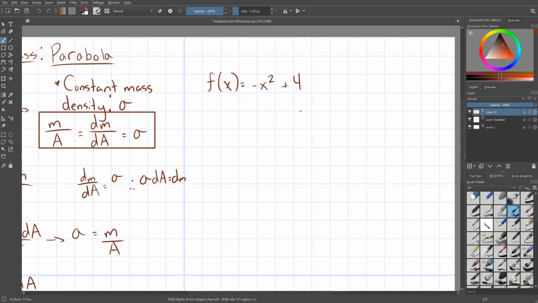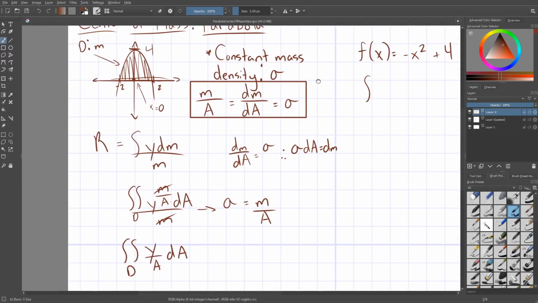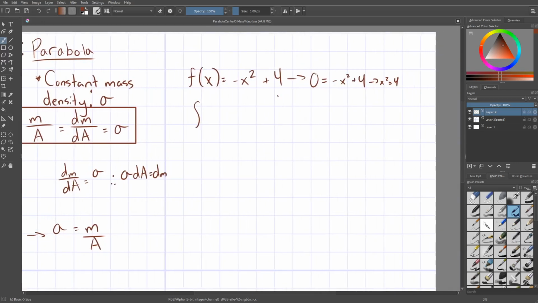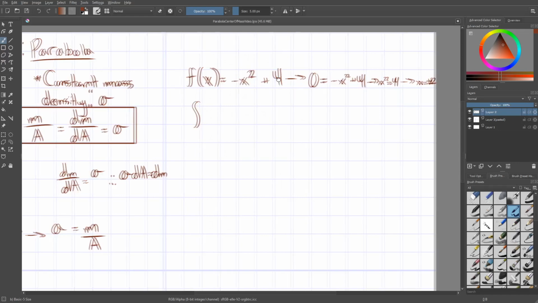Now, in order to find the area of this shape, we take the integral from our two bounds, our two x bounds, right? Which I'm going to show in a moment are 2 and negative 2. You can very easily do this by setting y to 0 so that you're locked onto the x-axis. So we have 0 equals negative x squared plus 4. So x squared equals 4, right? X equals plus or minus 2. Okay, now we've got that settled.